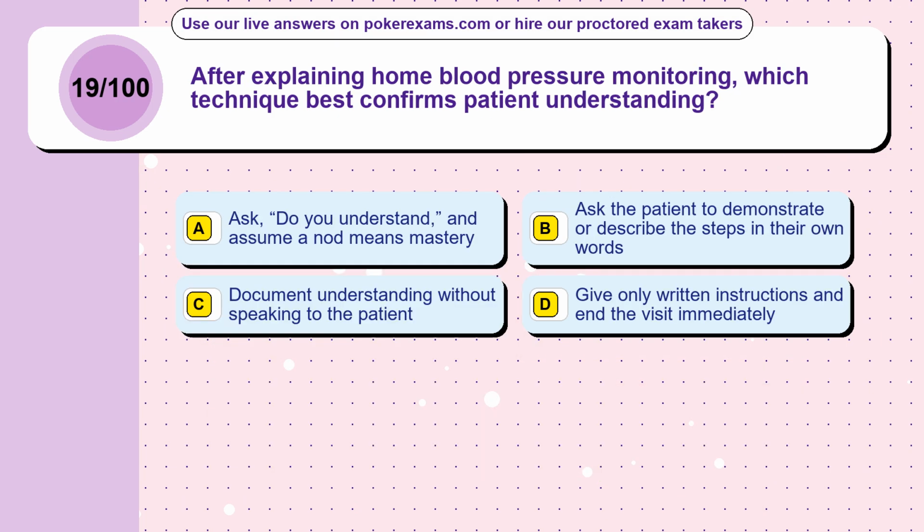Question 19. After explaining home blood pressure monitoring, which technique best confirms patient understanding? Option A. Ask, "Do you understand?" and assume a nod means mastery. Option B. Ask the patient to demonstrate or describe the steps in their own words. Option C. Document understanding without speaking to the patient. Option D. Give only written instructions and end the visit immediately.